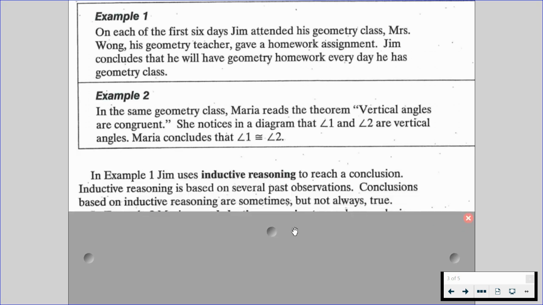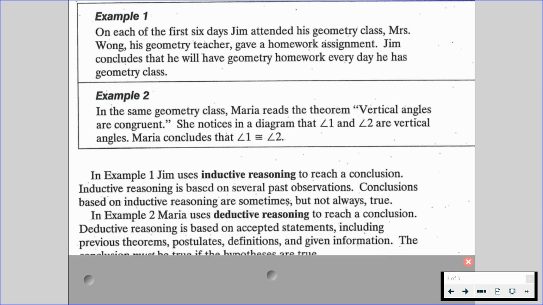So in example number 1, Jim uses inductive reasoning to reach a conclusion. Inductive reasoning is based on several past observations. Conclusions based on inductive reasoning are sometimes, but not always, going to be true. The following class, Mrs. Wong might not give him homework, but he's seeing a pattern. He's saying, hey, maybe I can make a conclusion from here.